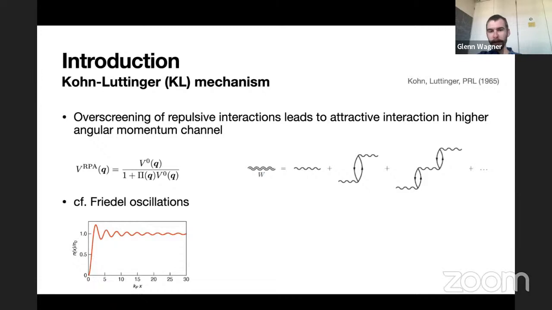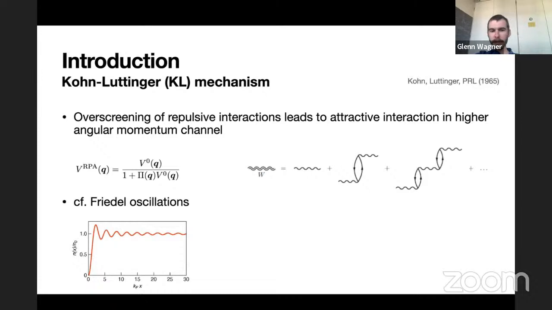The way we simulate that in our calculations is by doing so-called random phase approximation calculations of the screening. If V naught is the bare interaction, then this RPA screened interaction has this form here, where pi is the polarization function. In terms of Feynman diagrams, it's coming from summing up this infinite series of bubble diagrams to renormalize the Coulomb interaction.